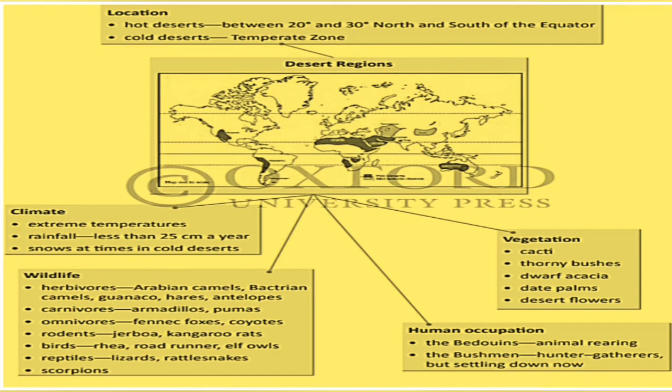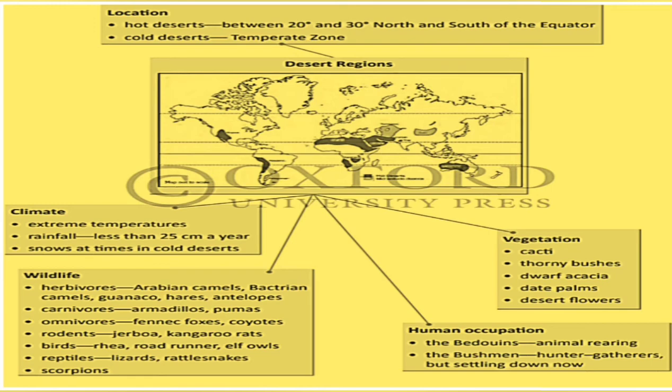Now the climatic condition. The desert region receives very little rainfall, less than 25 centimeters a year. Now vegetation. The plants grown in the desert area are cactus, thorny bushes, date palms and desert flowers. And the wildlife: herbivores, carnivores, omnivores, rodents, birds, reptiles and scorpions live in the desert region.